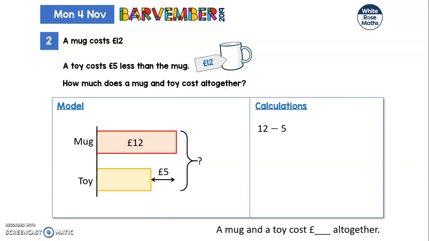Now this is similar to the one that we did before because we can work out 12 subtract 5 is 7. So we now know that the toy costs £7, but the question was about the total cost. So now I can sum 12 and 7 to make 19, and the mug and the toy cost £19 altogether.